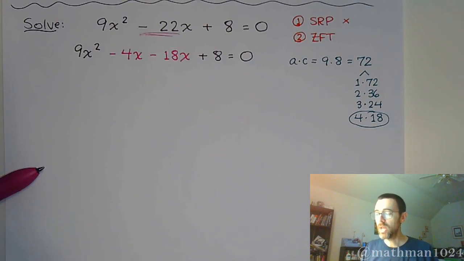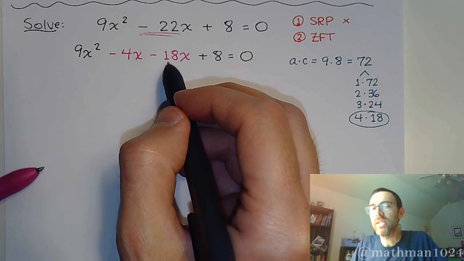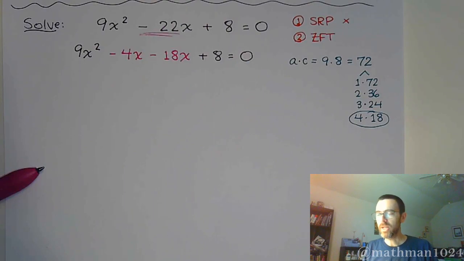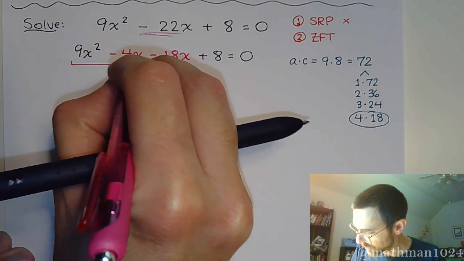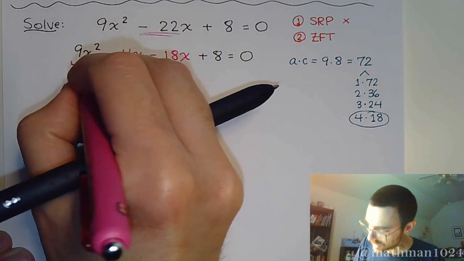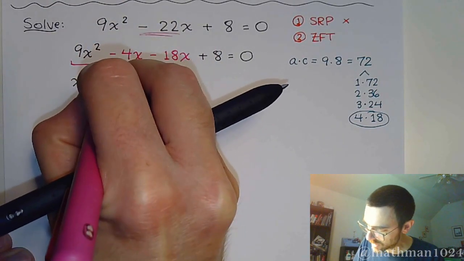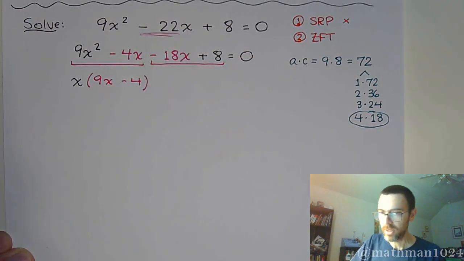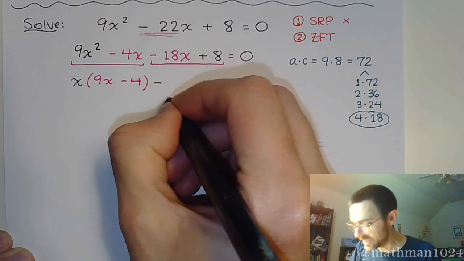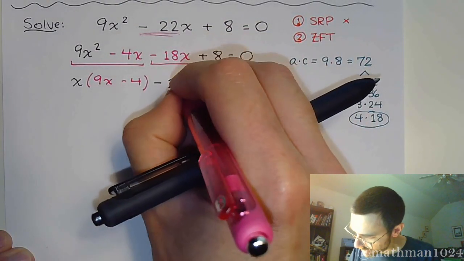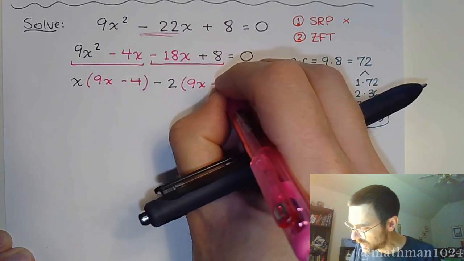Now, again, as we've mentioned before, I did 4 and 18, but you could just as easily have done 18 and then 4. The middle step for factoring by grouping would look a little bit different, but at the end, we should still have the exact same answer. So for this first group, the common factor for 9x squared and 4x is x, and so we factor that out. We have 9x minus 4. In the second group, again, pay attention to your signs, you have a negative, and the common factor for 18 and 8 is 2. Factoring that out, we are again left with 9x minus 4.